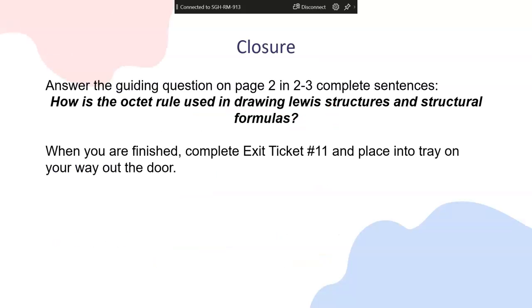So now at the bottom of page 5, please answer the guiding question in 2 to 3 sentences. Thank you for tuning in.